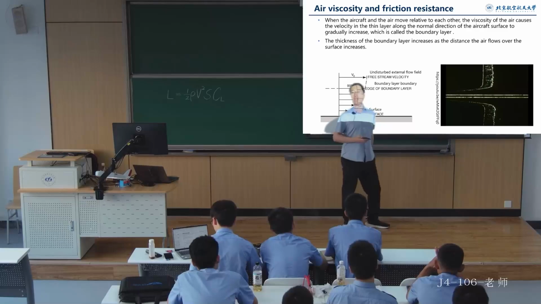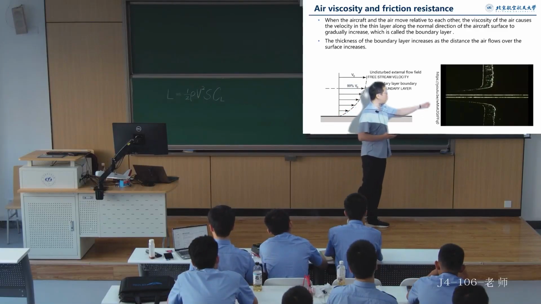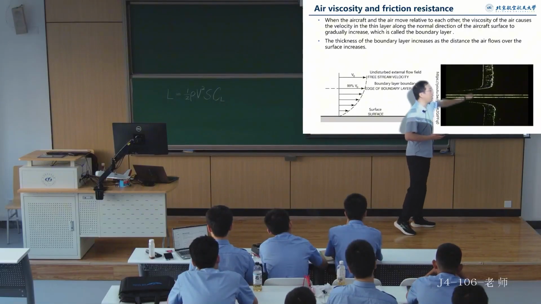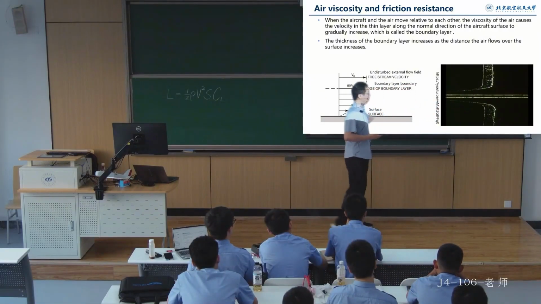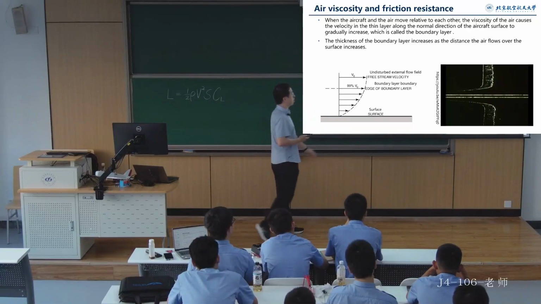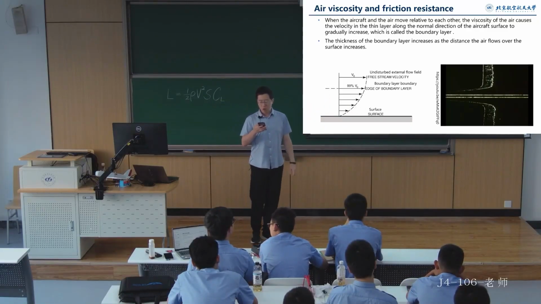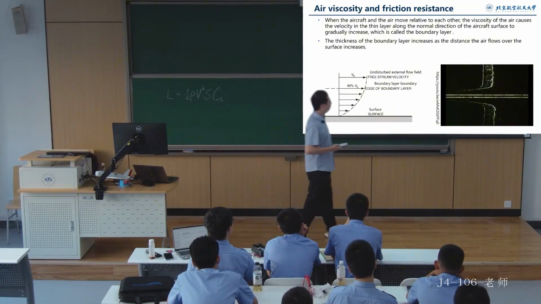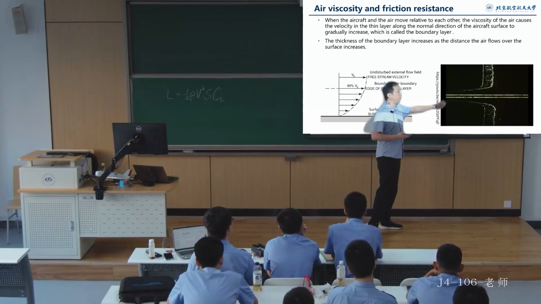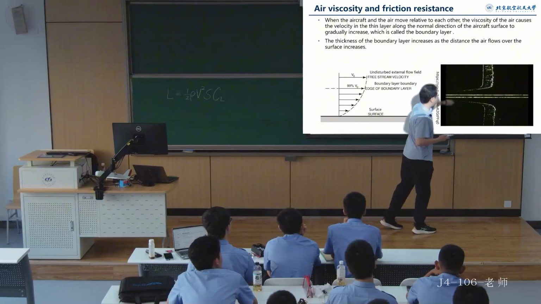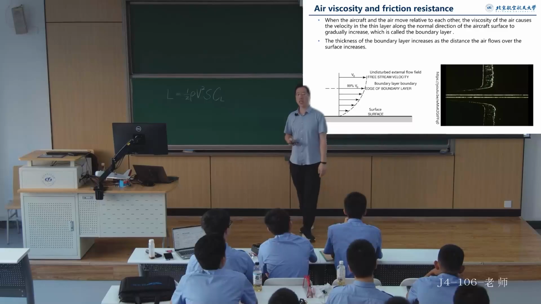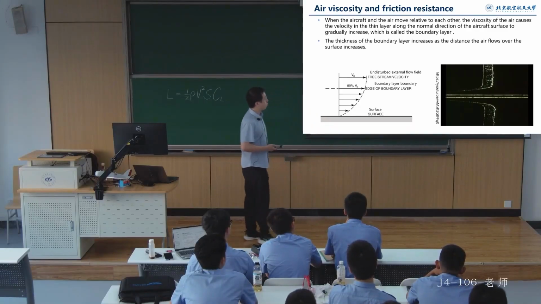The areas with lower speed pull on the areas with higher speed. And as this pulling continues, the low speed region keeps expanding. This means that as the flow moves from upstream to downstream, the boundary layer will continue to thicken. As it thickens, the innermost layer is actually attached to the surface of the aircraft or an object. In this way, a mutual pulling force is formed between the flow and the object's surface. This mutual pulling force is essentially the frictional drag of the aircraft.